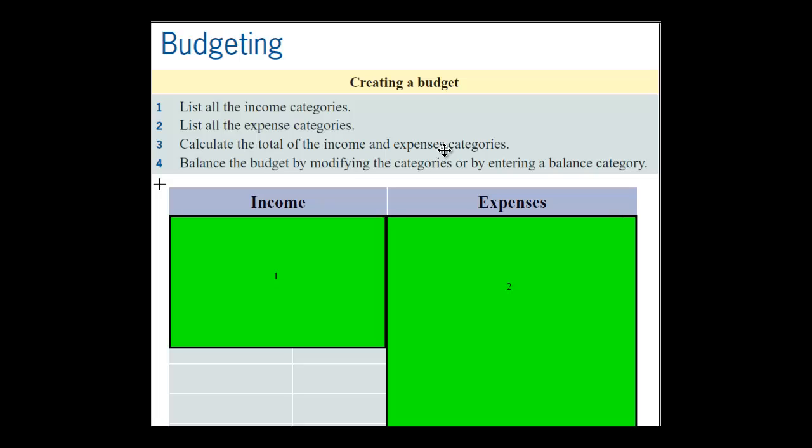Hi, and welcome to our next lesson on earning money. Today we're going to be having a look at budgeting.